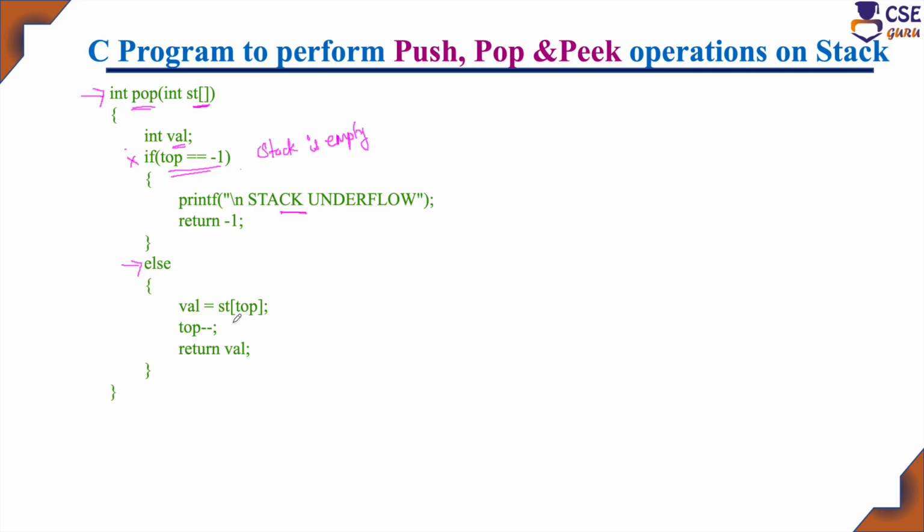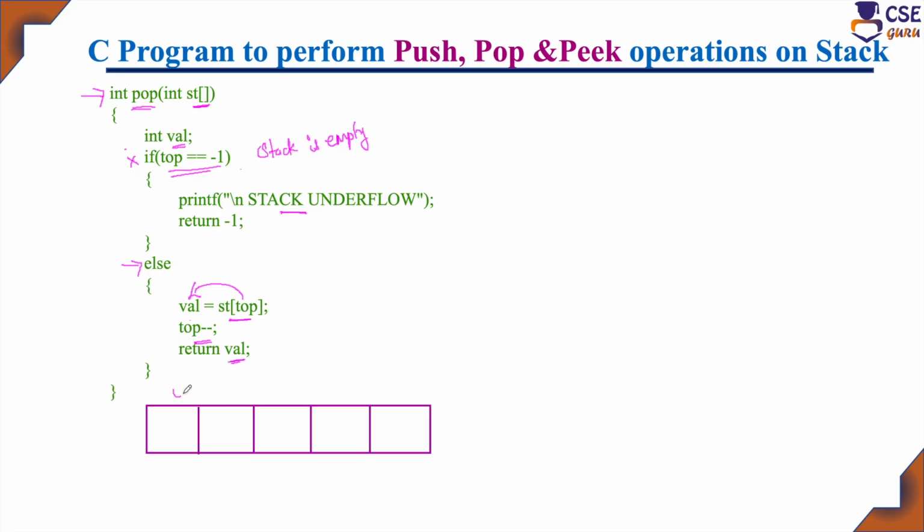Then what is the top element of the stack? That top element will be stored in value, the top position is decremented by 1, and then it will return the value. For example, consider this as the stack data structure using an array, here totally 5 elements, now 10, 20, 30. Now top is pointing to the second memory location, and it will check whether top is equal to minus 1. No, top is equal to 2 now, so this condition fails.